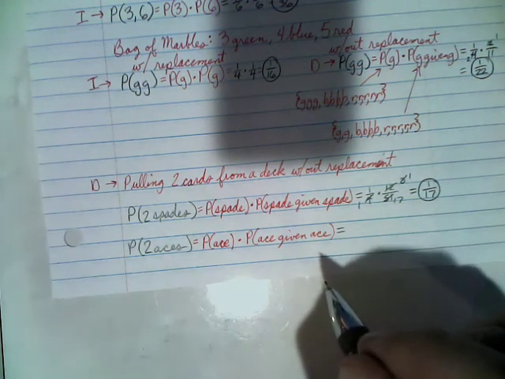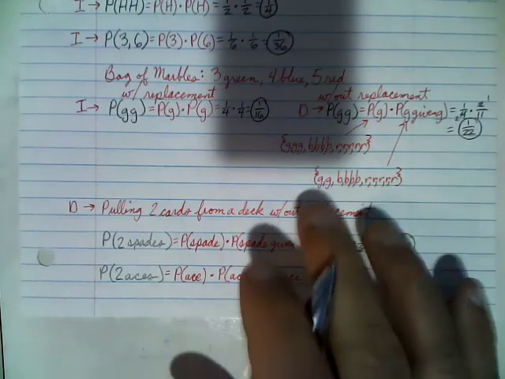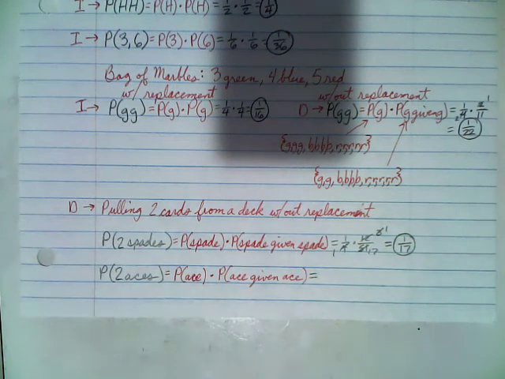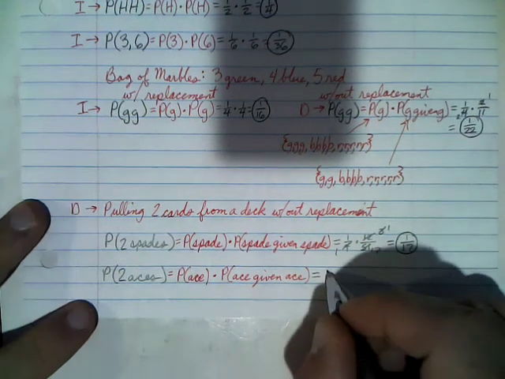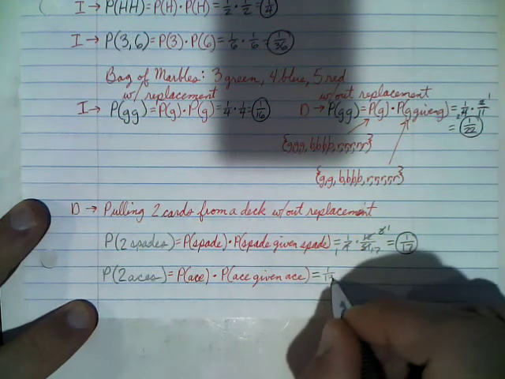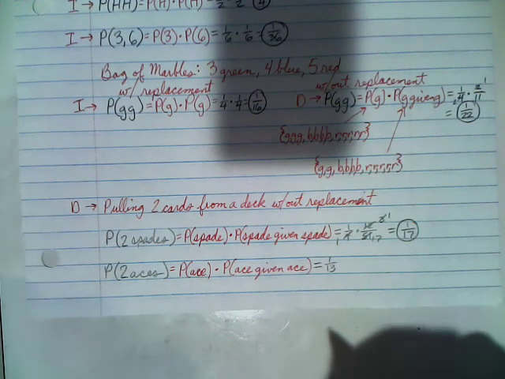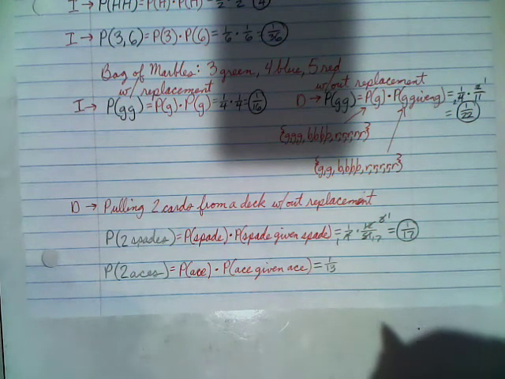So each suit has an ace. It's one of the 13 cards in the suit. So therefore, 1/13 of the deck is made up of aces. So the probability of pulling your first ace is 1/13.